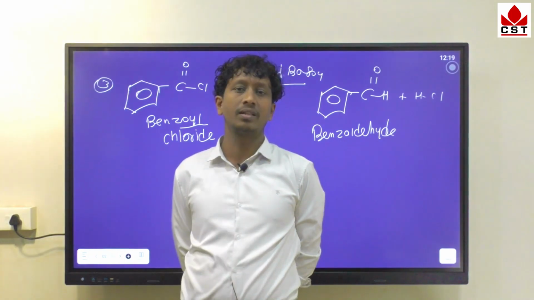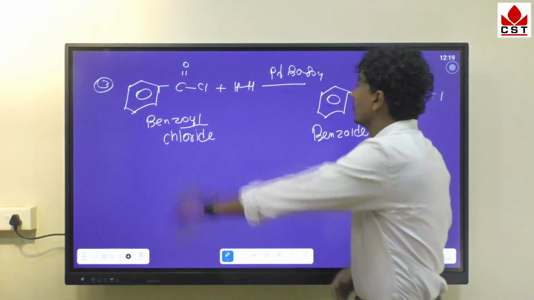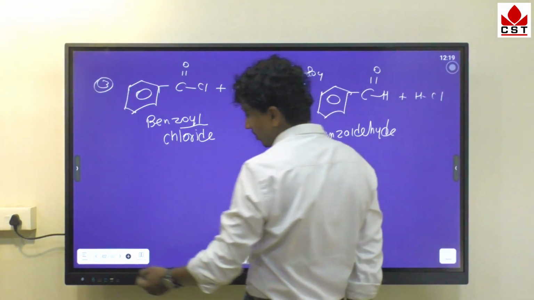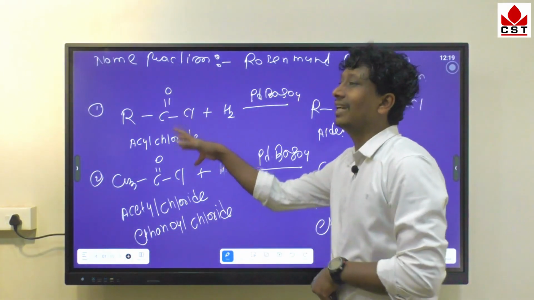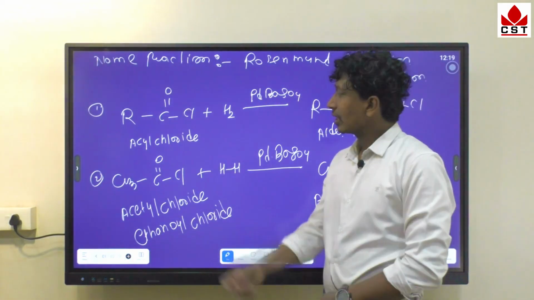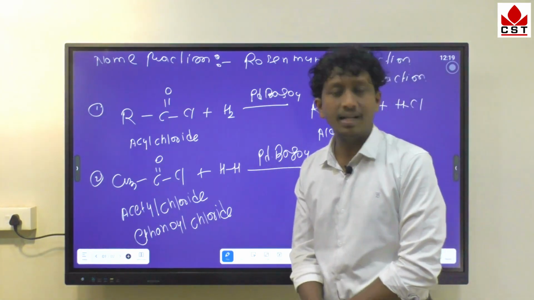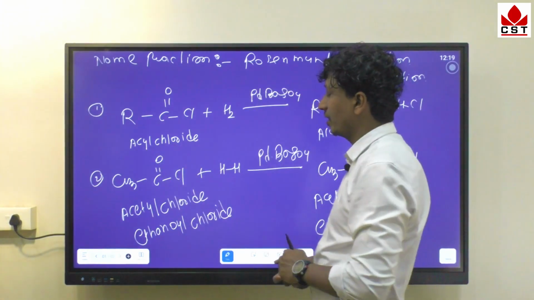Okay, this is all about the Rosenmund reduction: the preparation of benzaldehyde or aliphatic aldehyde from aliphatic and benzene derivative reactants, forming these 2 types of aldehyde. Such a reaction is called the Rosenmund reduction reaction. In this reaction, the treatment of any acyl chloride with H2 in the presence of Pd-BaSO4 and the formation of aldehyde is called the Rosenmund reduction reaction.